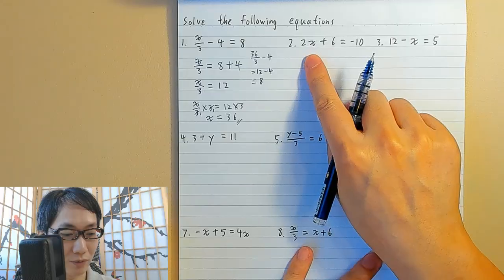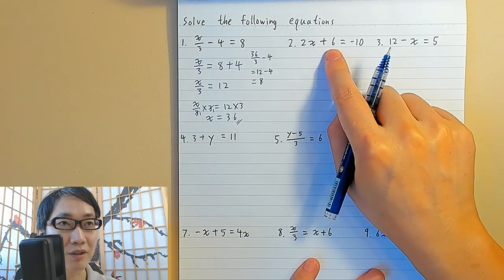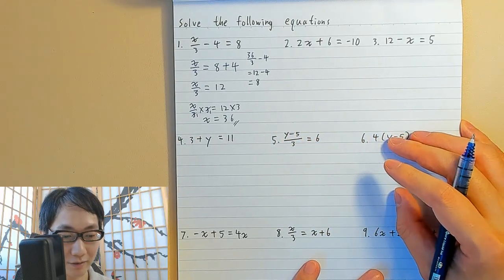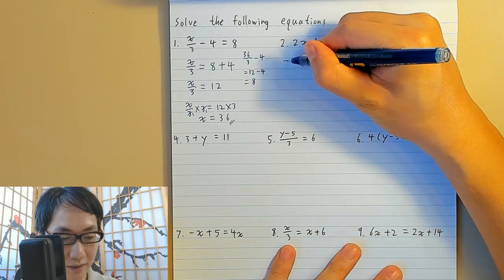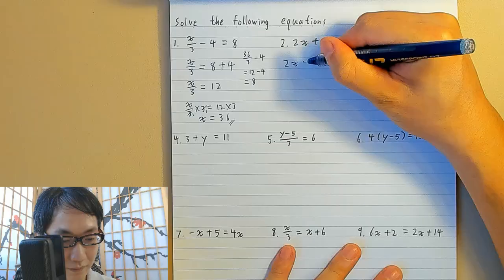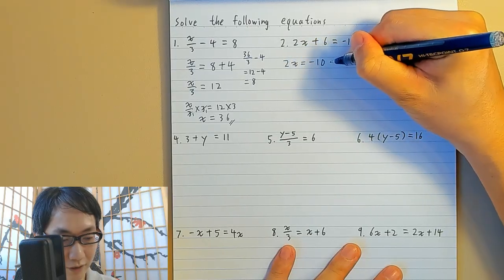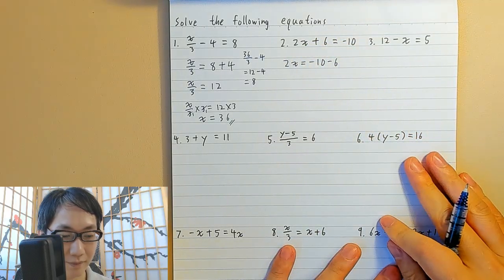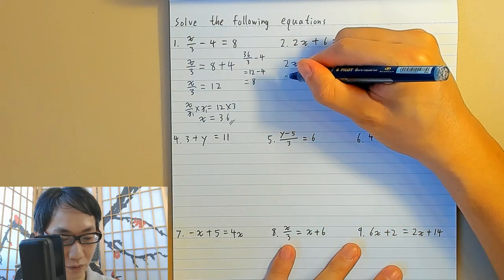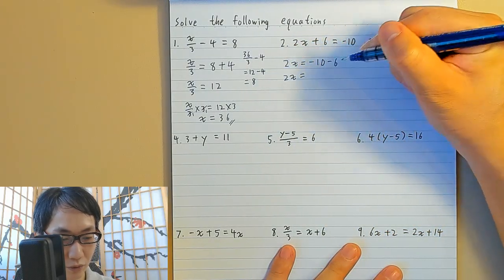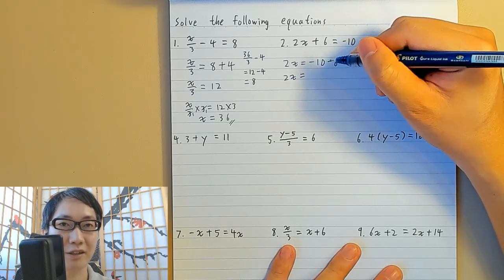So number 2, 2x plus 6 is equal to negative 10. So we minus 6 from both sides. And we have 2x is equal to negative 10 minus 6, which is negative 16.